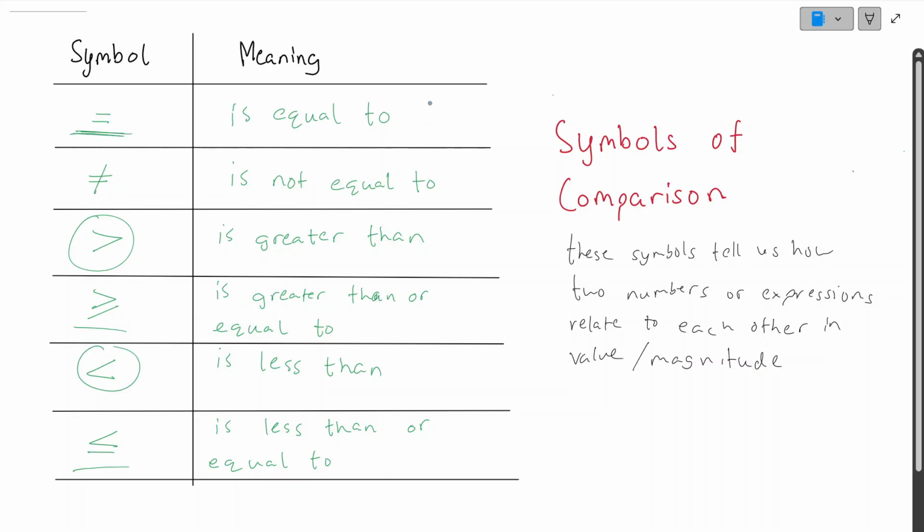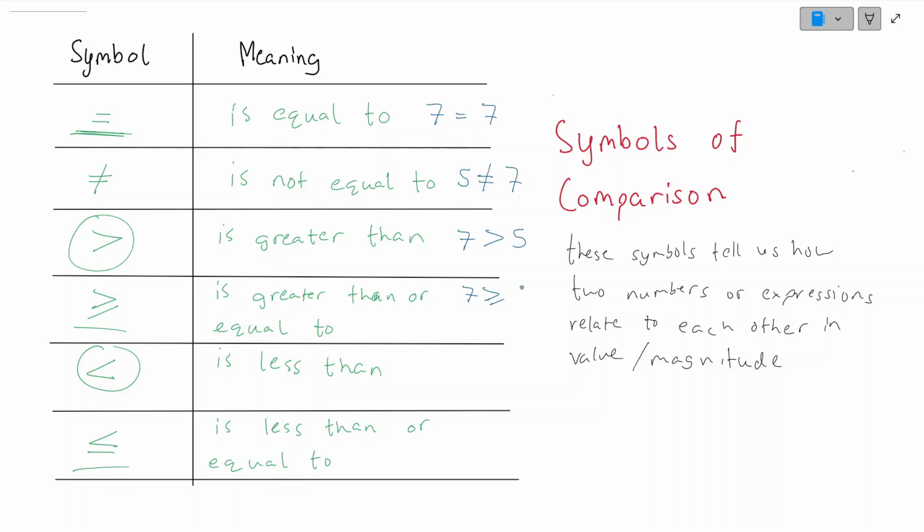An example for each of them: 7 is equal to 7, 5 is not equal to 7, 7 is greater than 5, 7 is also greater or equal to 5, and also we have that 5 is greater or equal to 5. Then we have 5 is less than 7. We also have that 5 is lesser or equal to 7. And we also have that 7 is lesser or equal to 7. These are some of the examples of these symbols being used in practice.